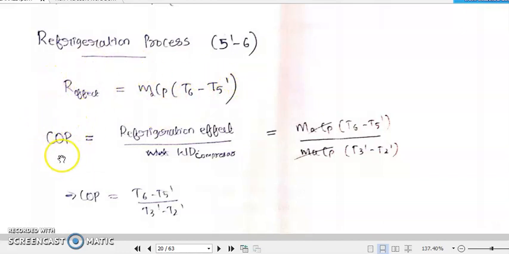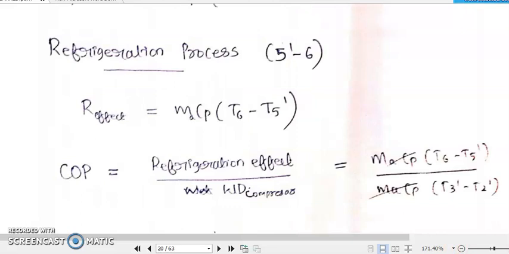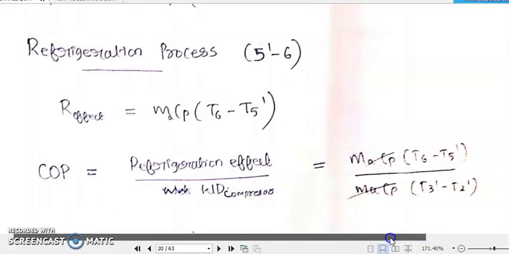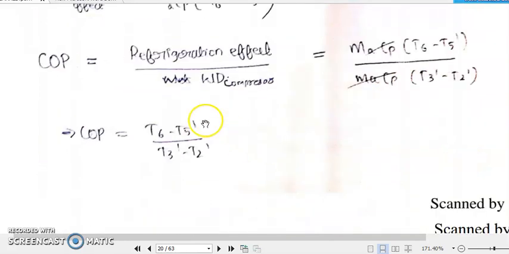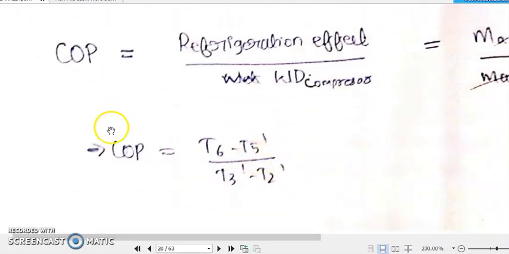Now we can easily calculate the COP of this simple aircraft refrigeration system. COP will be refrigeration effect divided by work done by the compressor, which will be m Cp (T6 minus T5 dash) by m Cp (T3 dash minus T2 dash), which is T6 minus T5 dash by T3 dash minus T2 dash. So this is an important relation. So this is the final COP of the simple aircraft refrigeration system.